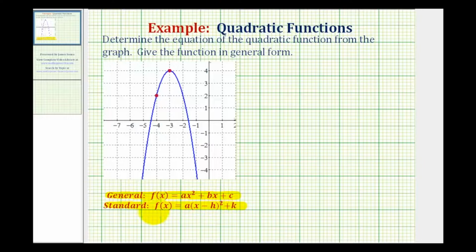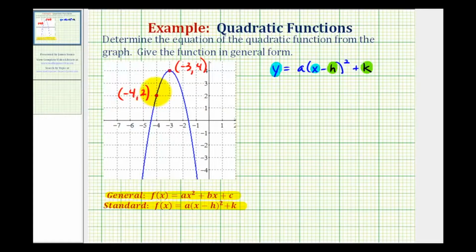So the first thing we'll do is replace f of x with y. So we'll have y equals a times the quantity x minus h squared plus k. In this form, (h, k) would be the coordinates of the vertex, and (x, y) would represent some point on the graph. Now let's take a look at our graph. This would be our vertex. Notice how the vertex would have an x-coordinate of -3 and a y-coordinate of +4. And then notice this point here on the function would have an x-coordinate of -4 and a y-coordinate of +2.